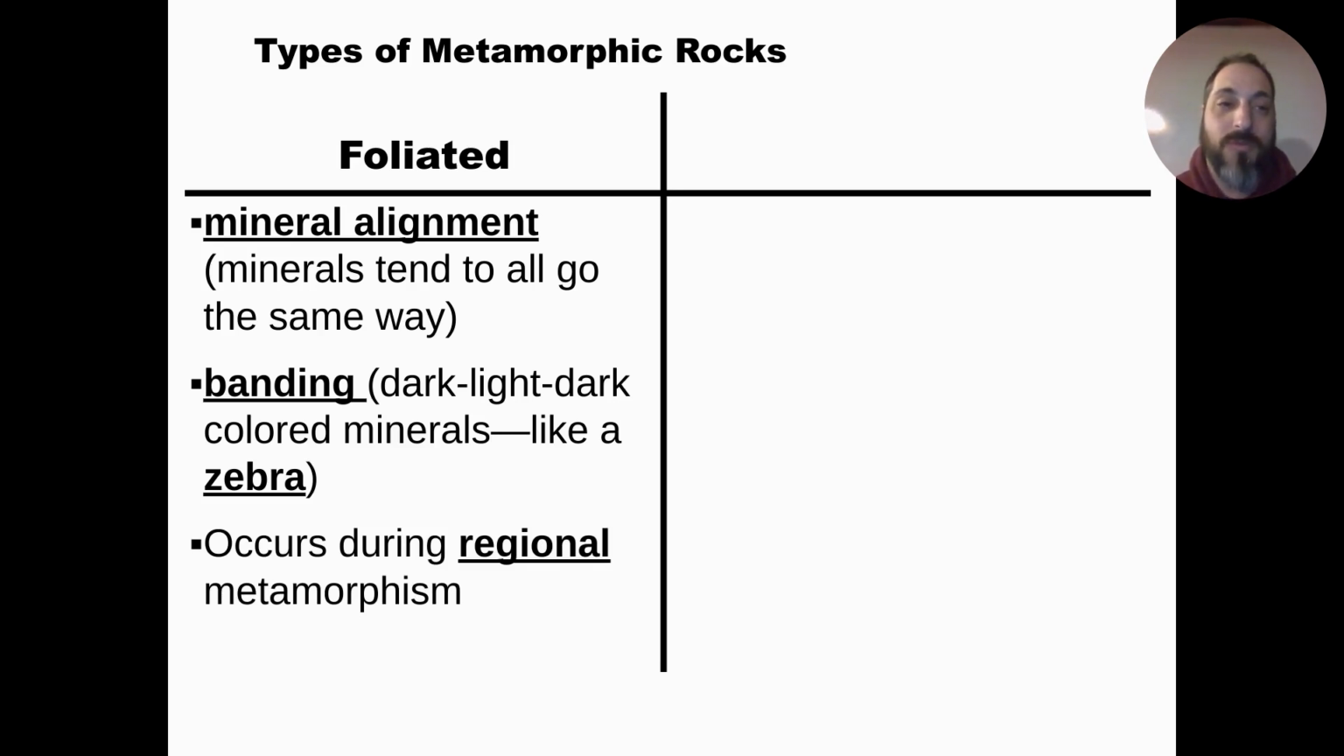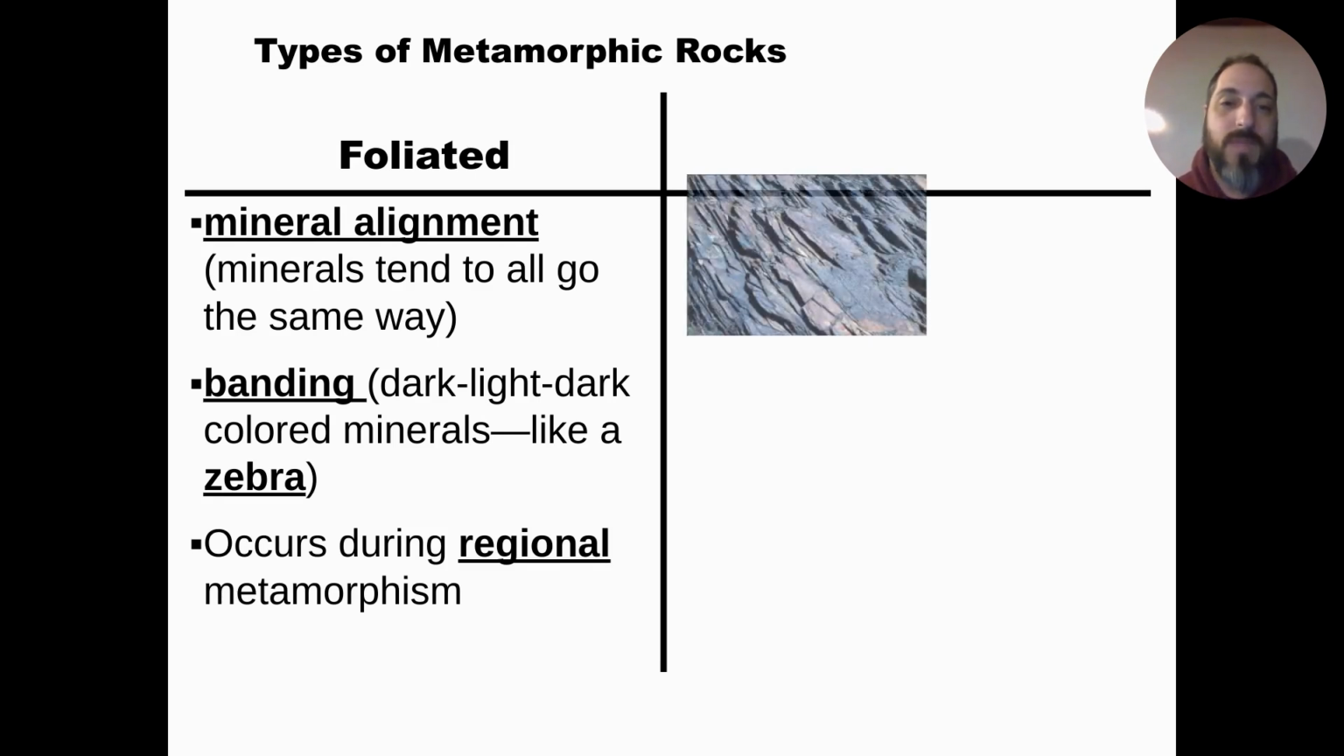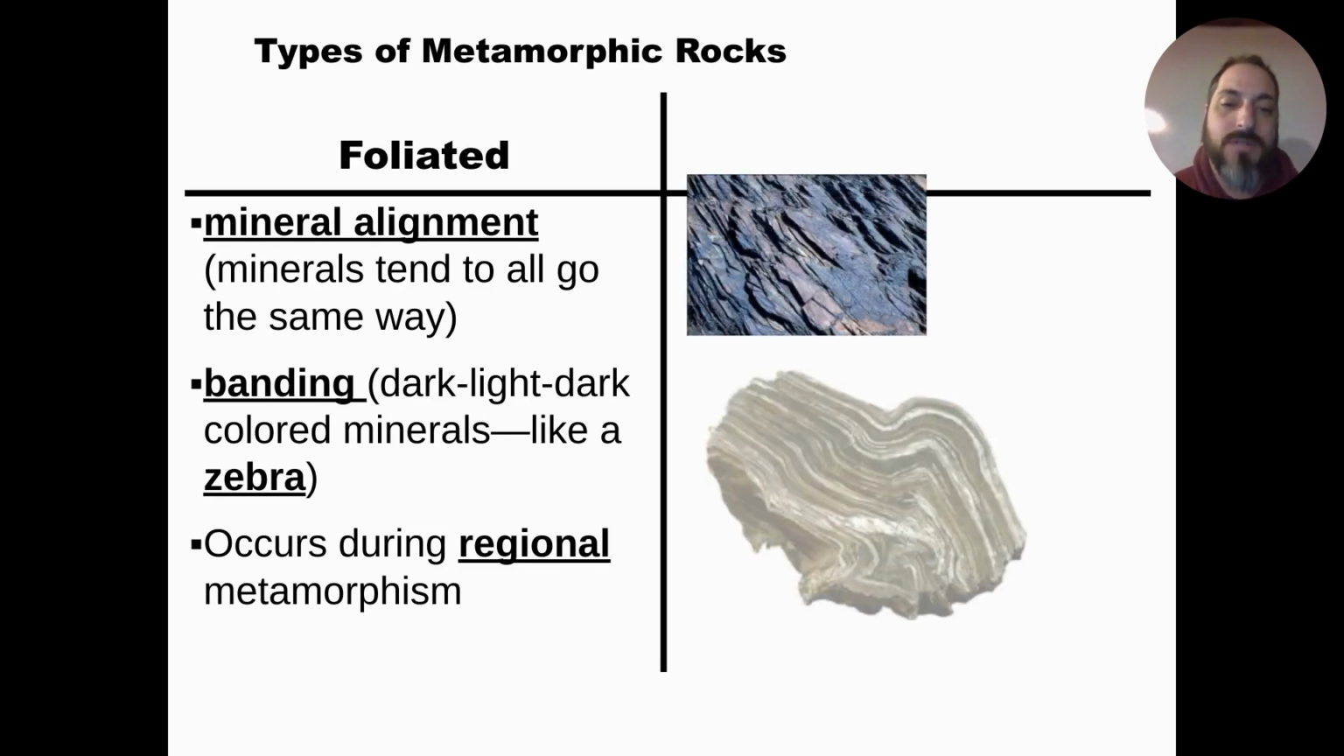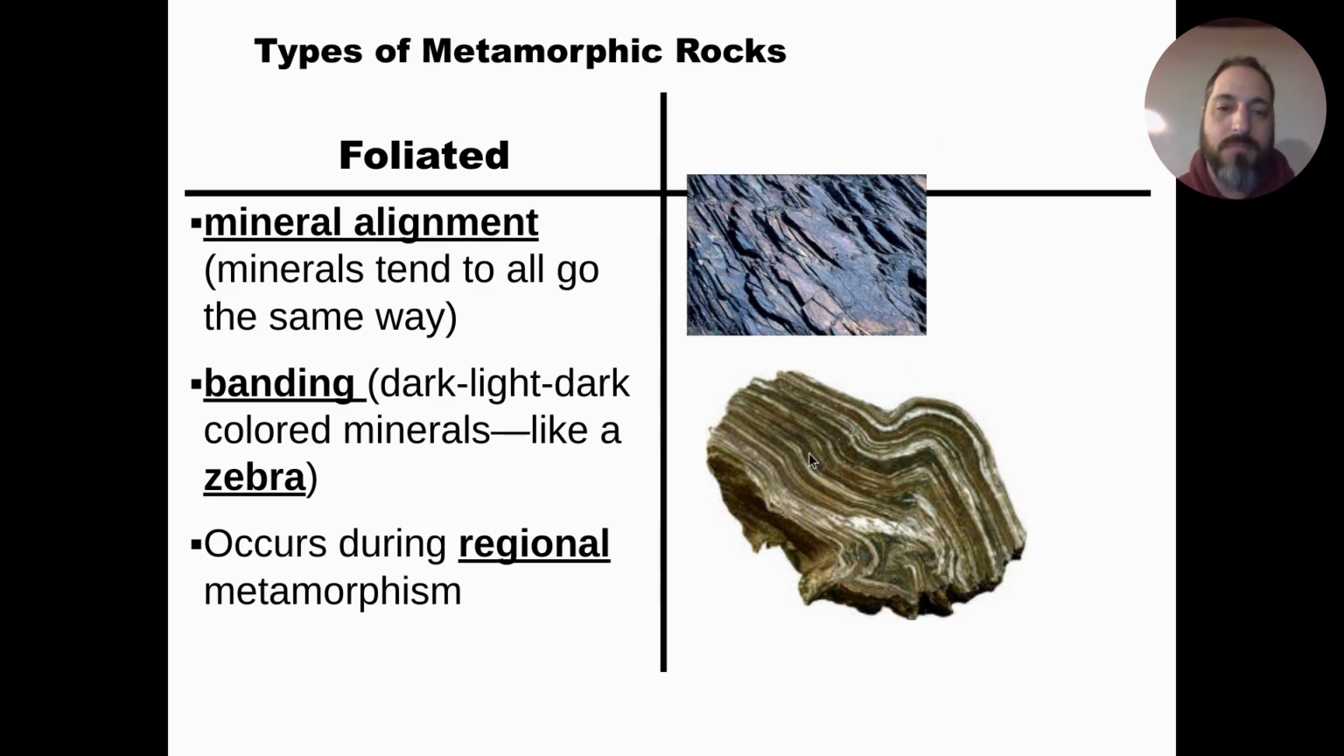So regional metamorphism is the type of metamorphism that occurs over a very large area. So here's some pictures of mineral alignment right here with this one, and then some banding. So you can see the alternating colors in this rock.